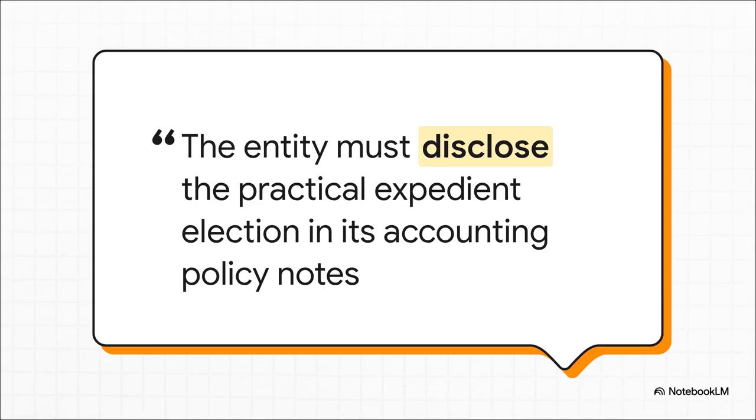Now here is the crucial point, and you really have to remember this. You can't just pick and choose when to use the practical expedient based on, say, how your earnings look that particular month. The rules strictly demand proper policy disclosure. Your entity must officially disclose this election in its accounting policy notes. And furthermore, you absolutely must apply the exact same treatment consistently to all annual renewal contracts that have similar characteristics. When it comes to compliance, consistency is everything.